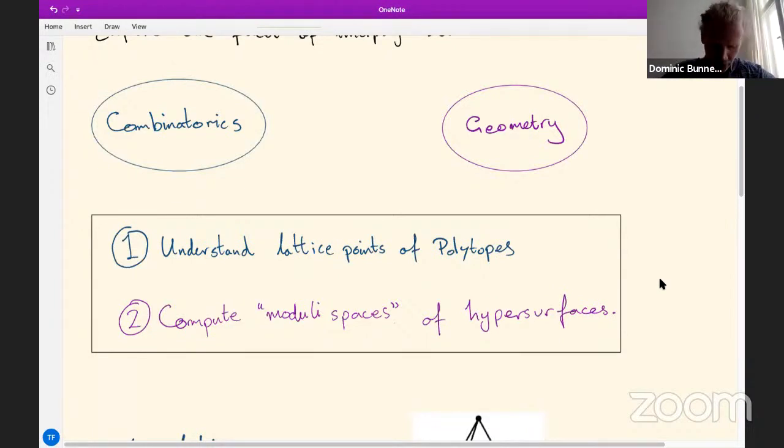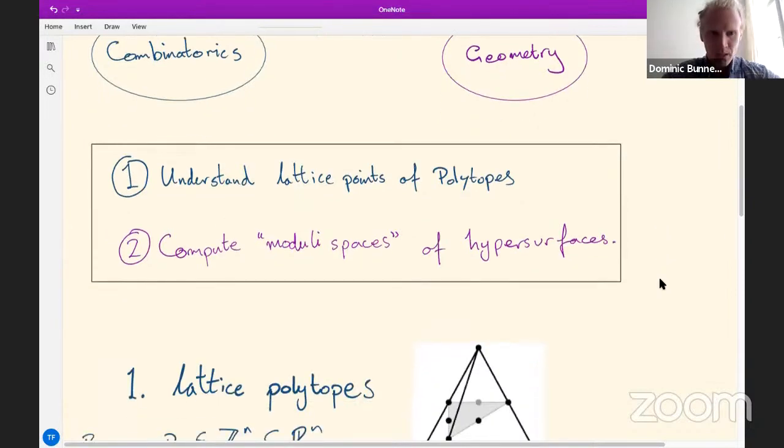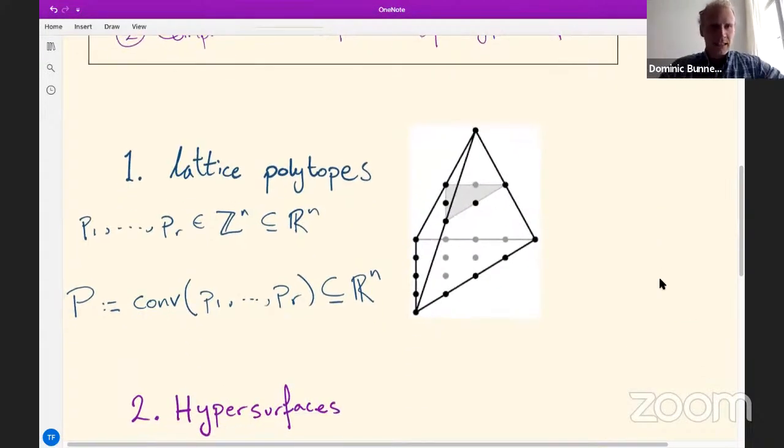Then we're going to look at related questions on the geometry side, and try to understand so-called moduli spaces of hypersurfaces. That's a lot of words which we'll go through slowly, and we'll introduce each with lots of examples, to give a nice introduction and to see how these two things will benefit each other. So the first one, lattice polytope.